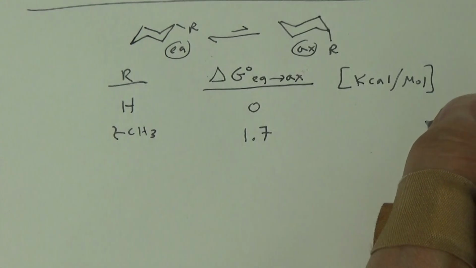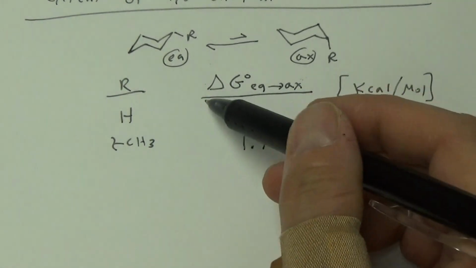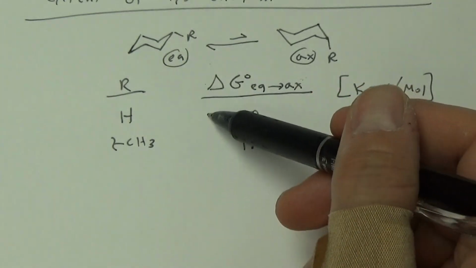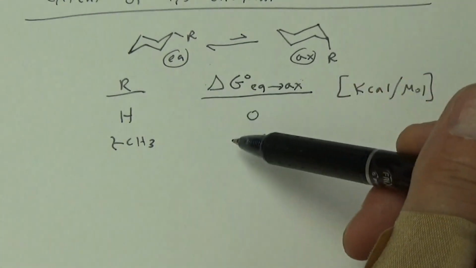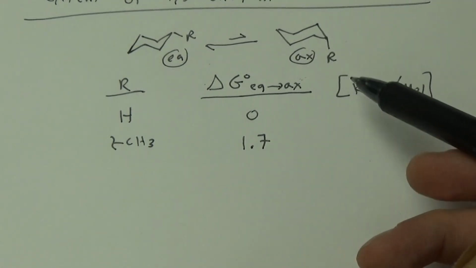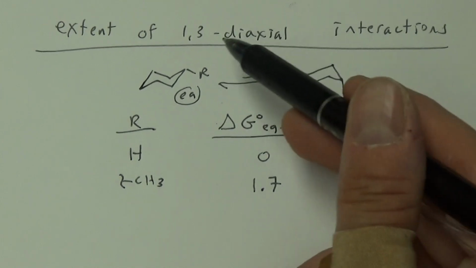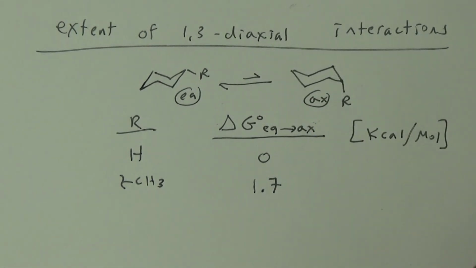So that's a real number, right? And that's showing that when you have methyl cyclohexane, the energy difference, the free energy, is 1.7 kilocalories per mole less happy when it's axial due to the 1,3 diaxial interactions. The 1,3 diaxial interactions. Okay.